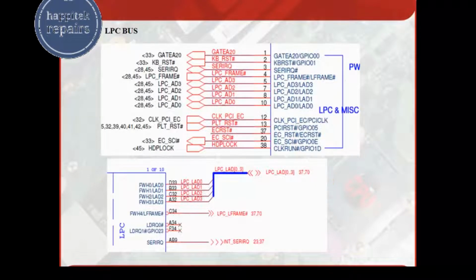If we go to the LPC terminal, LPC means low pin count bus, then there will be LPC 0, 1, 2, 3, frame, reset, gate. These are the main signals. These LPC signals will come and go to the IO IC and the South Bridge, like that.